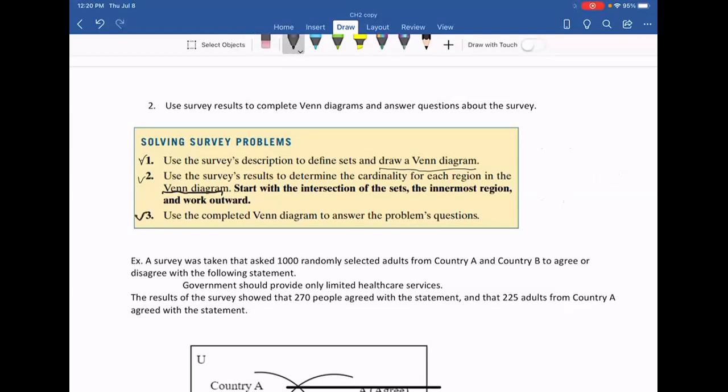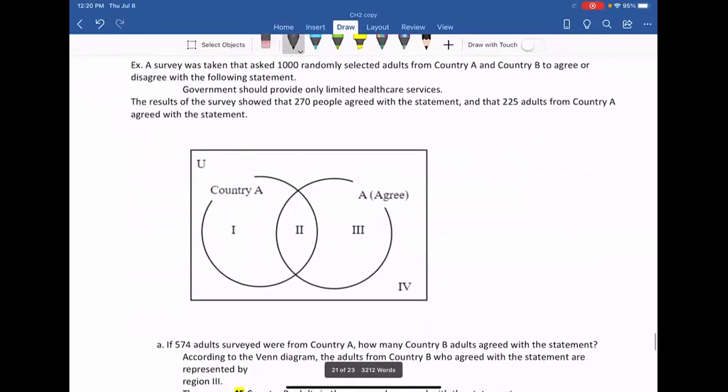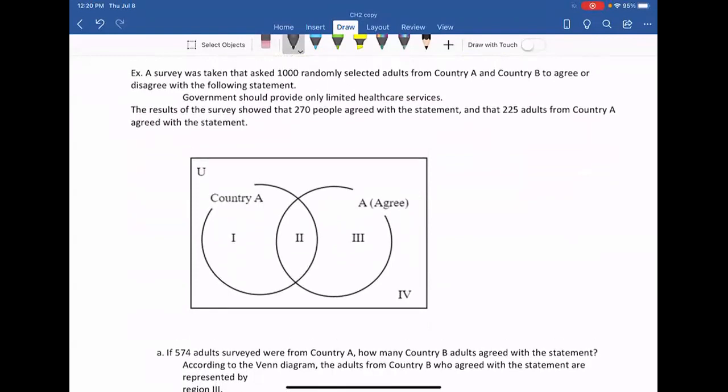Use a completed Venn diagram to answer the problem's question. Okay, let's see an example. This example is very tricky. It's not like the question we solved before. So this one, they already provide us the Venn diagram. We don't need to draw the Venn diagram. So let's see the meaning of the question. You can pause the video and read it.